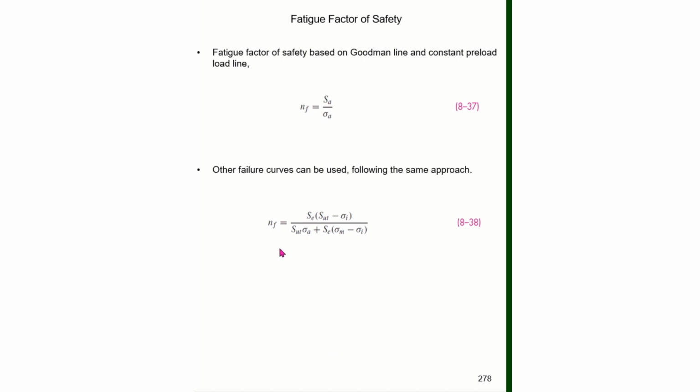For fatigue factors of safety, we have NF, which is the fatigue factor of safety based on the Goodman line and the constant preload line. We would have NF as SA over sigma A. Other failure curves can be used, and following the same approach, we get NF is equal to this expression here.